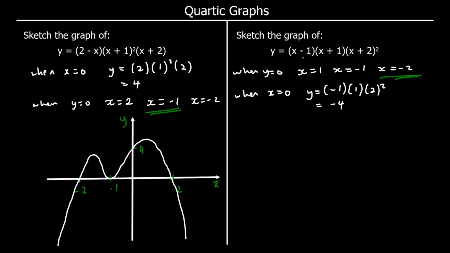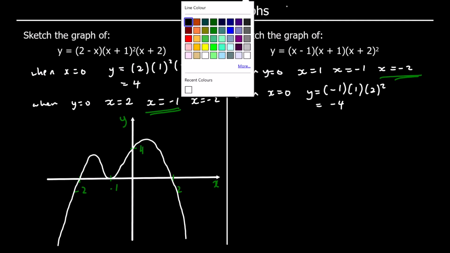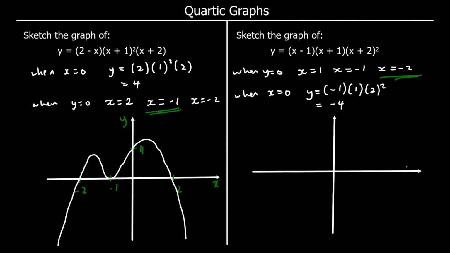It's a positive shape. x times x times x times x is positive x to the power of 4. So we've got 1, -1, and -2. -2 is the repeated root, and it's -4 on the y-axis. It's a positive shape, so it's coming down from the top. -2 is a repeated root, so it's not going to go through, it's going to go up, back down, and up again.